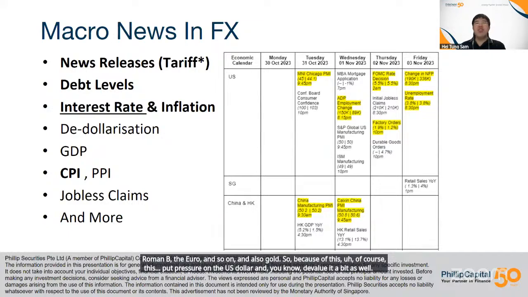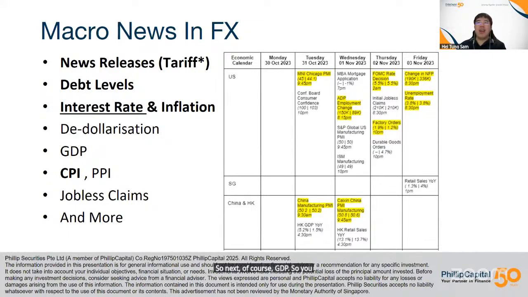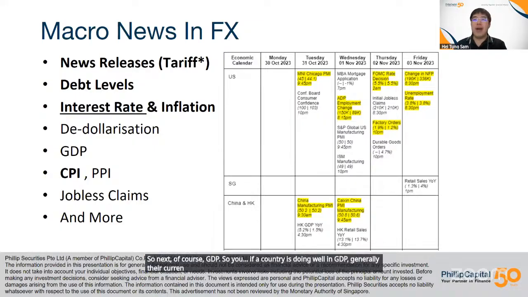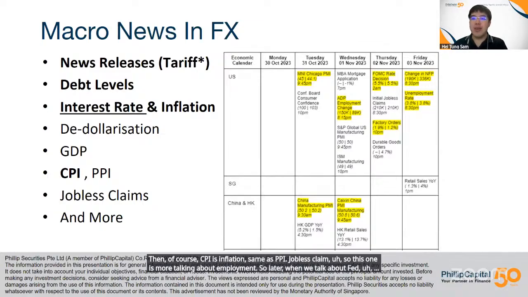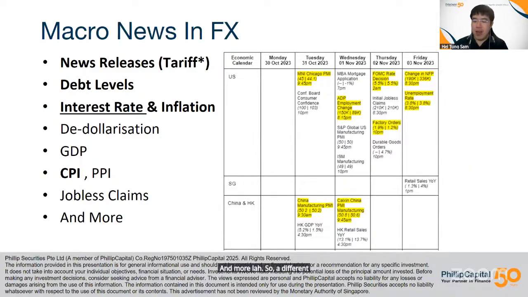So next, of course, GDP. If a country is doing well in GDP, generally their currency is more in demand. Then, of course, CPI is inflation, same as PPI. Jobless claims is more about employment. Later, when we talk about the Fed, this will come into play more. So different countries have different focus.